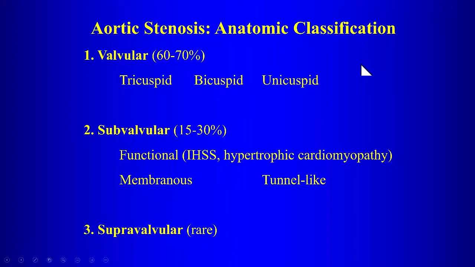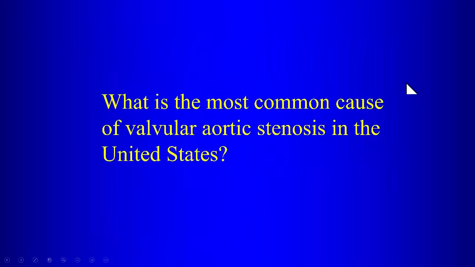So we'll talk about here the anatomic classification. We'll talk about the different causes of aortic stenosis, whether it's valvular, subvalvular, or supravalvular, and we'll discuss the radiological manifestations. So over at St. Barnabas, what is the most common cause of valvular aortic stenosis in the United States? What is the most common cause?